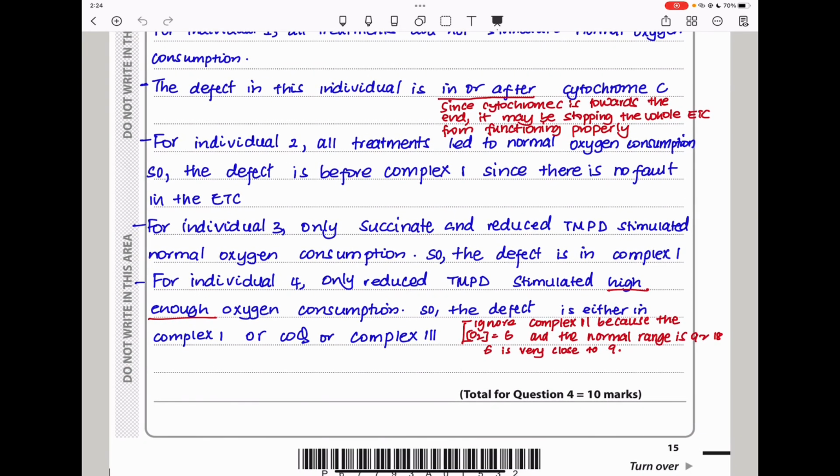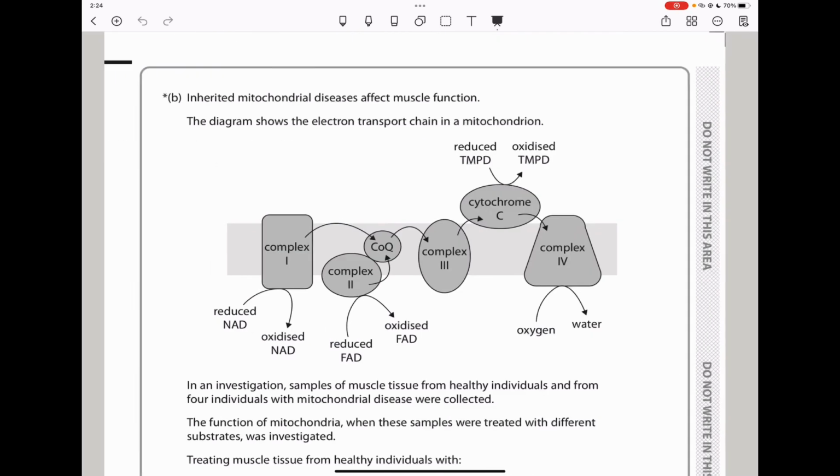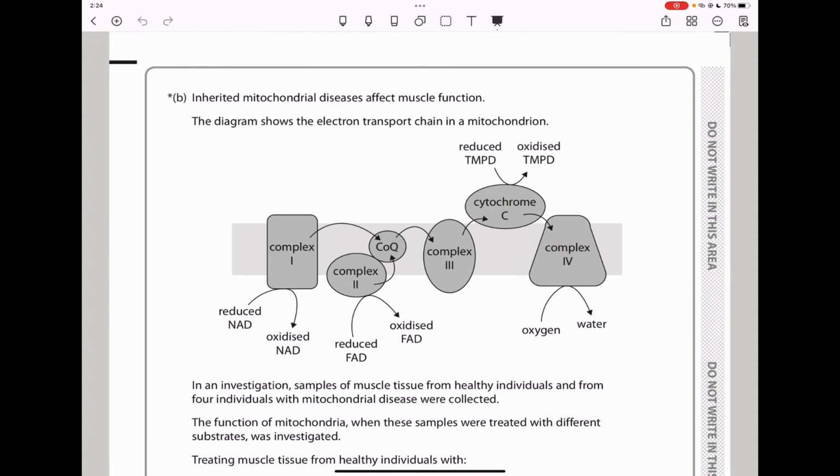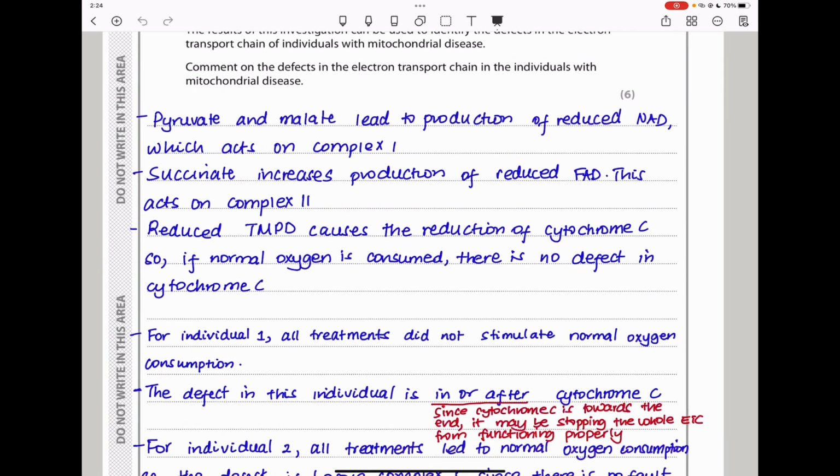So for individual 3, only succinate and reduced TMPD stimulated normal oxygen consumption, so that effect is in complex 1. Again, to take you back, if this one here is okay, and this one here is okay, then it means the problem is here. So it's complex 1. They have the mitochondrial disease because complex 1 is not functioning properly.